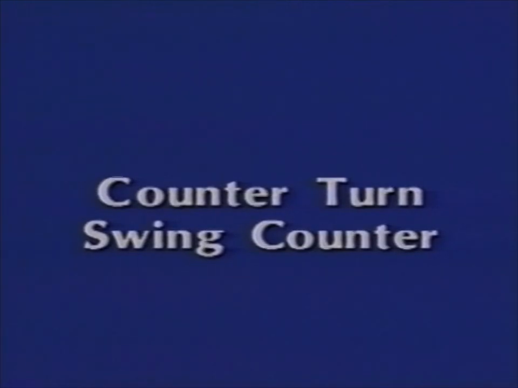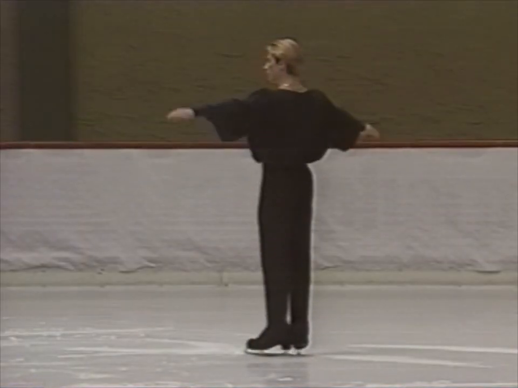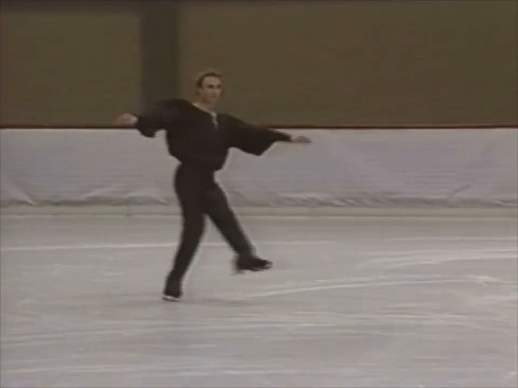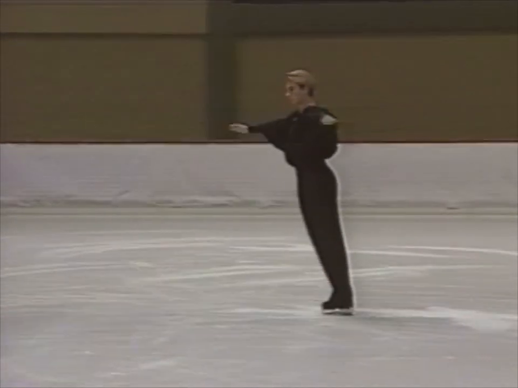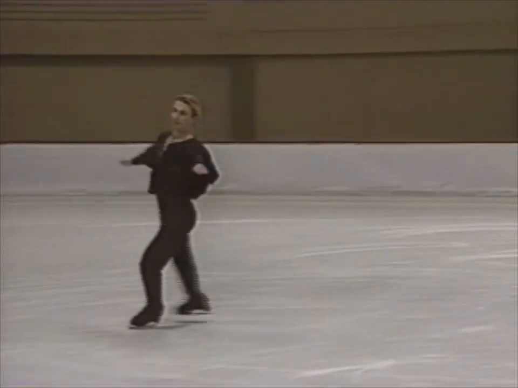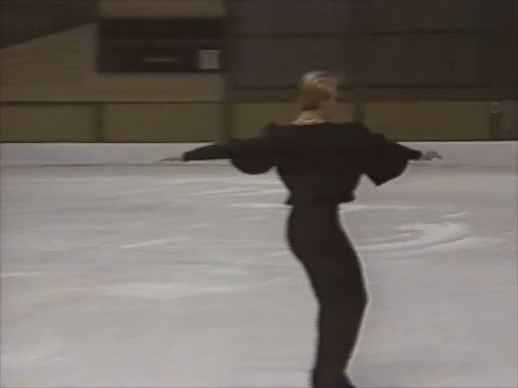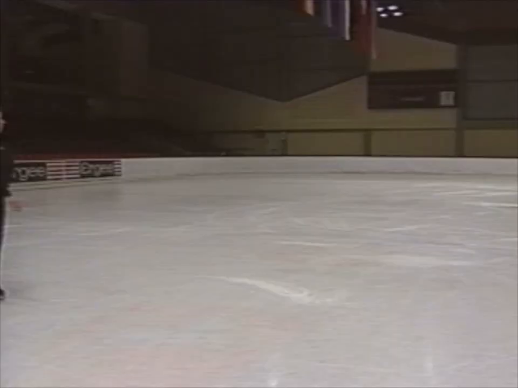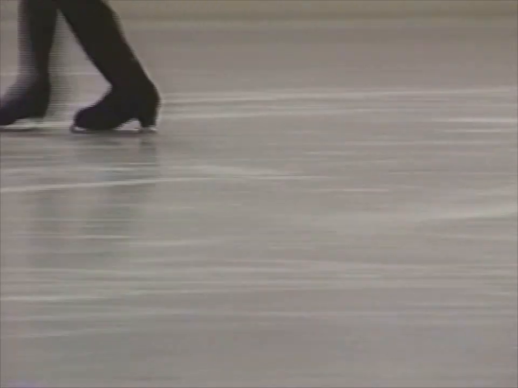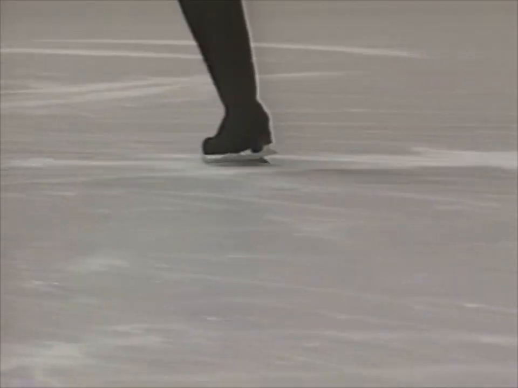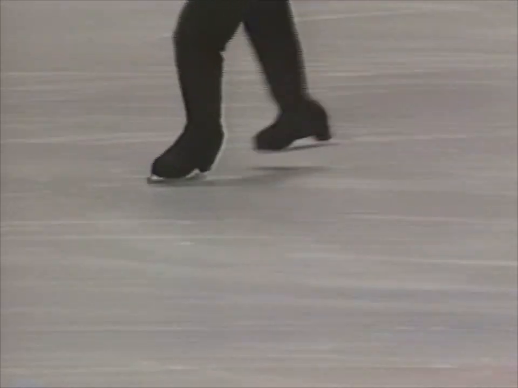Counter turn. Swing counter. A counter turn is similar to a rocker turn in that the skater turns from an inside edge to an inside edge, or an outside edge to an outside edge, but the cusp of the turn is to the outside of the circle. A swing counter is a type of counter turn in which the free foot swings smoothly past and close to the skating foot before the turn.